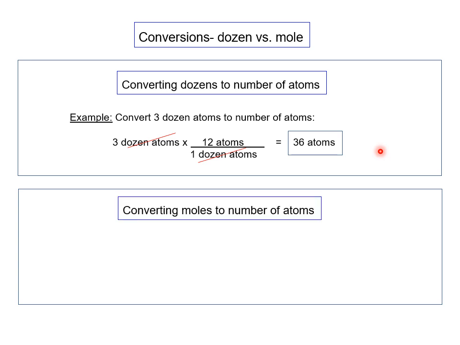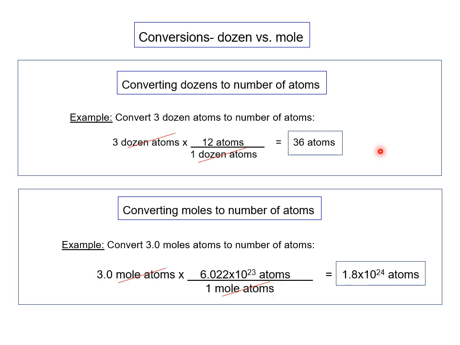Now let's look at another example where, instead of dozens, we're going to convert moles to number of atoms. Same idea. So now we're going to convert 3.0 moles of atoms to number of atoms. Again, we start off with the 3.0 moles of the atoms, and now we put the moles of atoms in the denominator, just like how we put the dozens here in the denominator. And on top, we put the 6.022 times 10 to the 23rd atoms, right? Because that's equal to 1 mole.